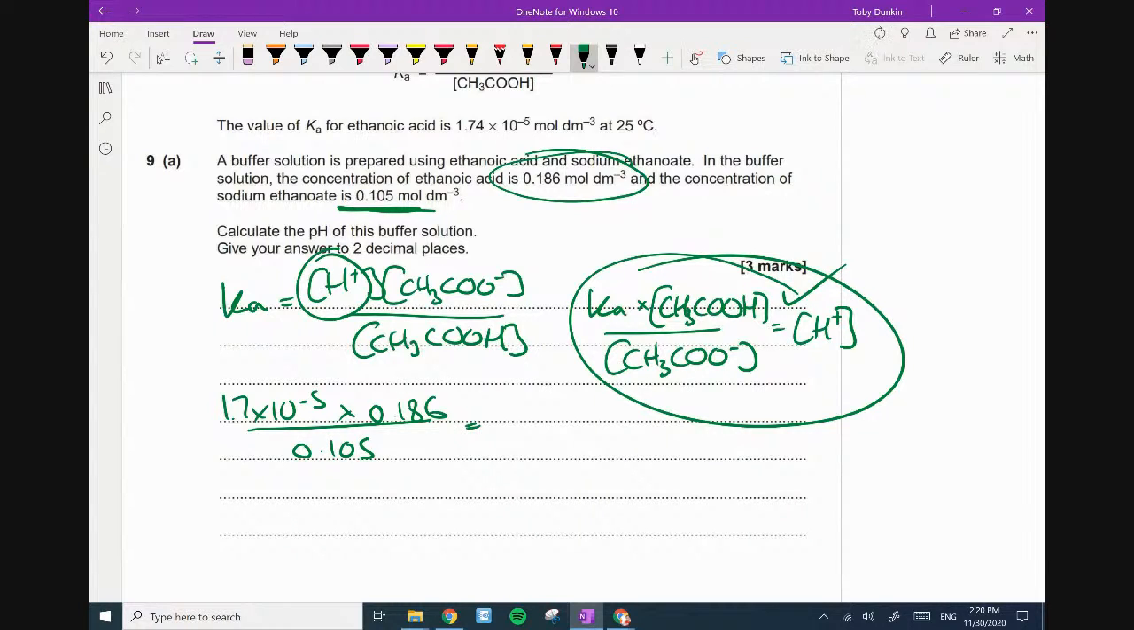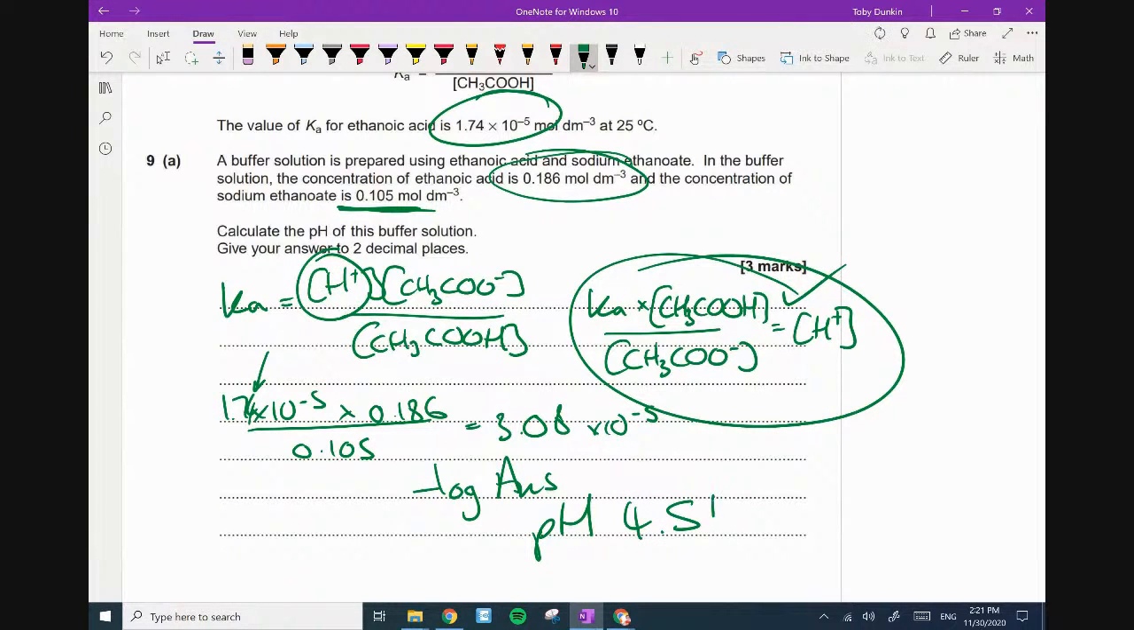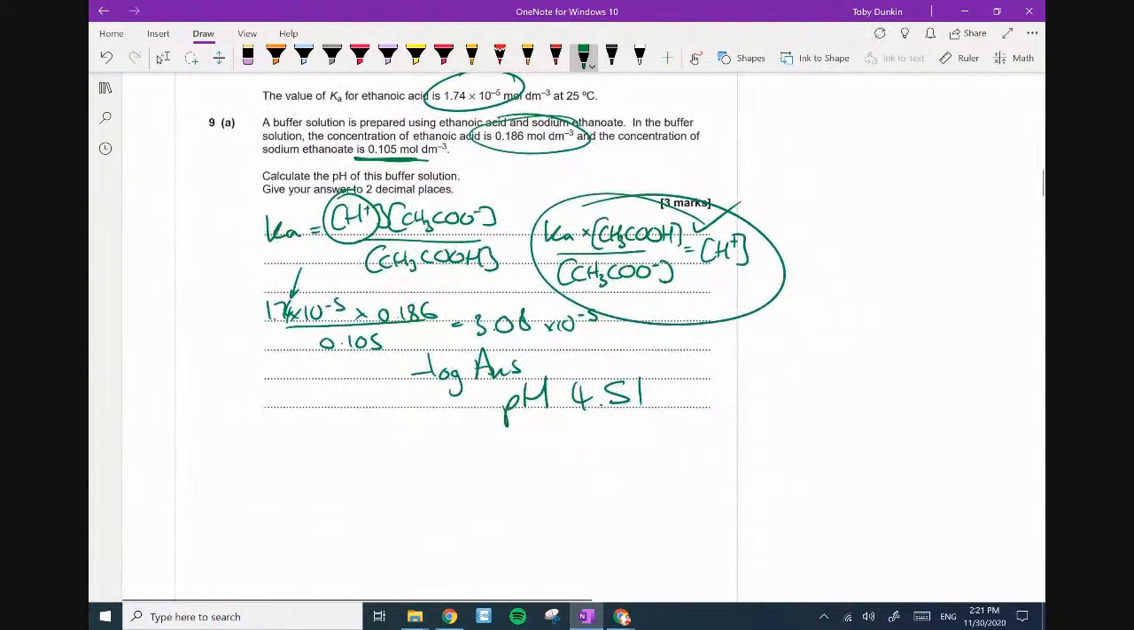0.105 equals, there's going to be a mark for this, 1.7. Oh, so easy to lose that mark. That would have been an easy mistake, guys. You've got to use the value they give you. Times 10 to the minus 5 multiplied by 0.186 equals, divided by 0.105 equals, and I get a number of 3.08 times 10 to the minus 5. Minus log answer. pH 4.51, dead on what I always say. Amazing. That was an easy one.